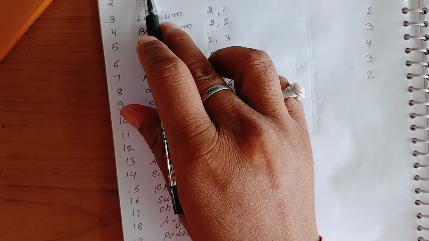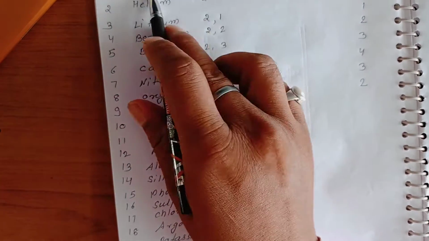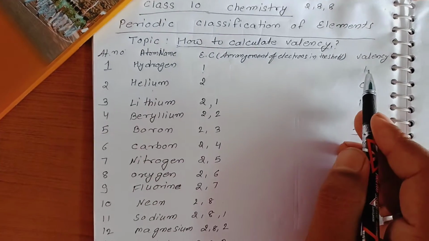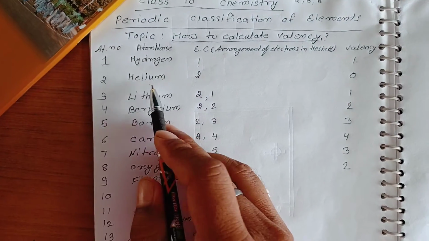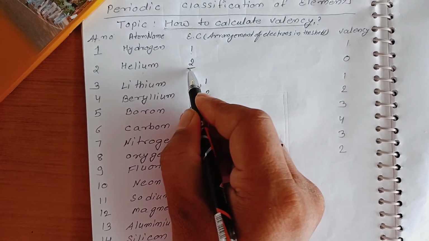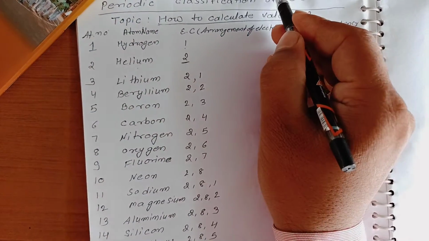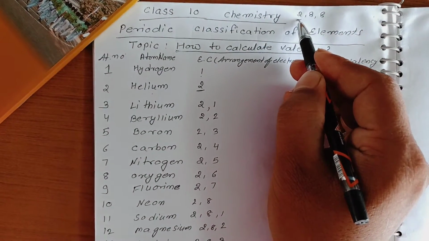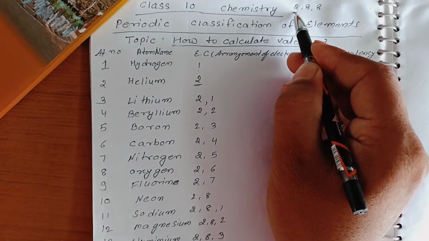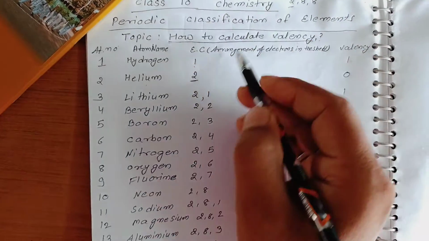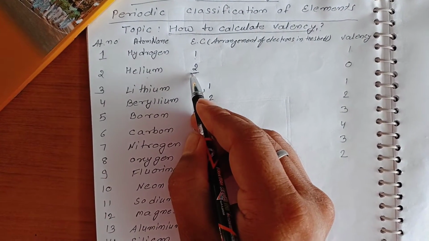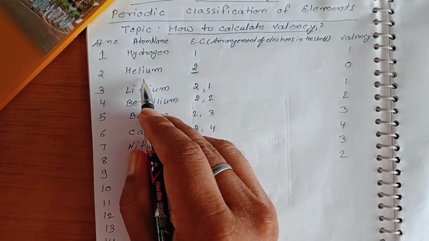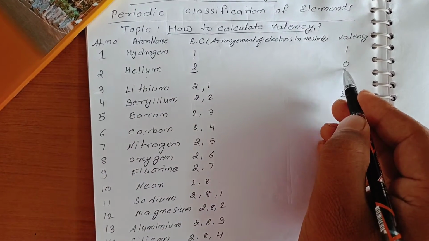So hydrogen's electronic configuration is 1, so valency is 1, and helium's electronic configuration is 2, so here 2. So in the first shell the total number of electrons is 2, so this shell is completed, fulfilled. So the valency of helium is 0.